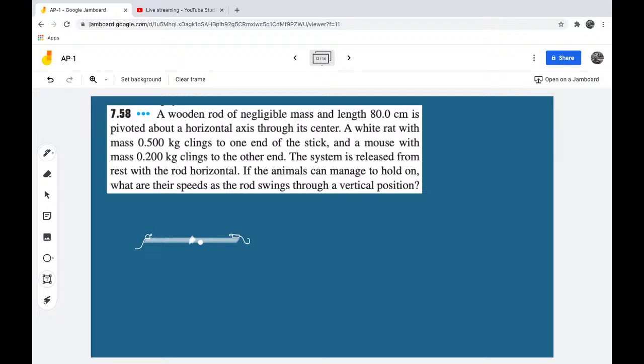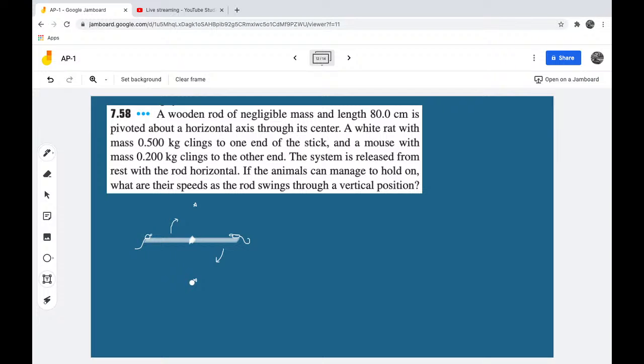So the rod is pivoted here. It is going to turn this way, and this is going to turn in this direction. When they are vertical, at this position and at this position, what is going to be the speed?